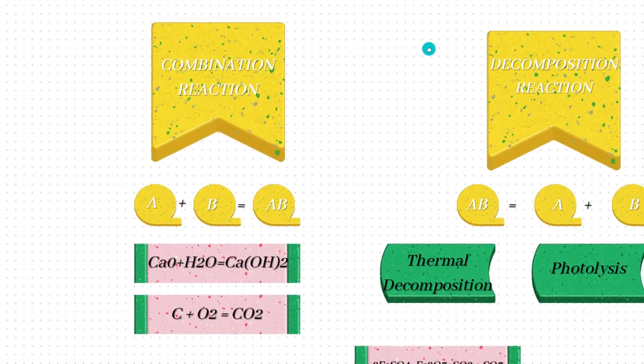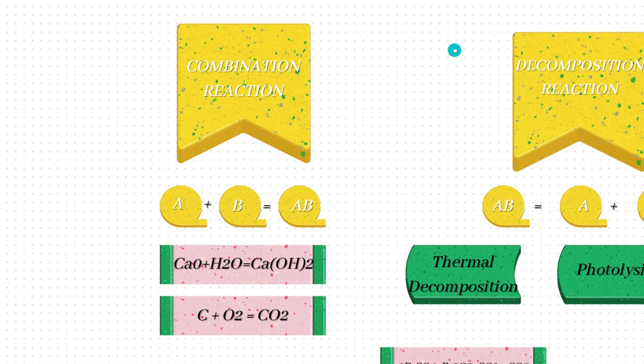So, what are the types of reaction? First, we are going to learn combination reaction. Combination reaction is the easiest reaction to learn. What is that? A plus B is equal to AB. It would be better if you could learn these variables. A plus B is equal to AB.